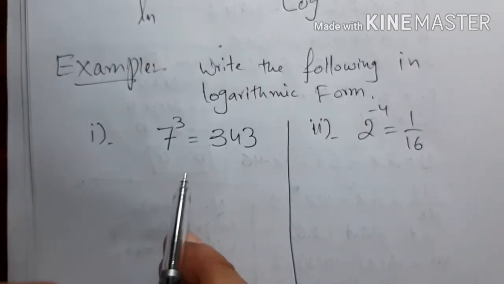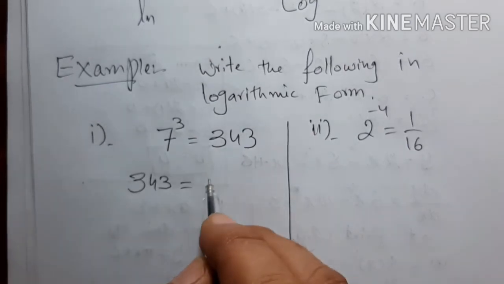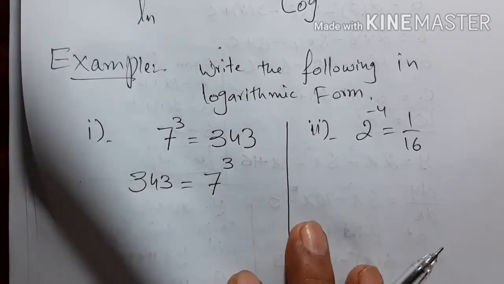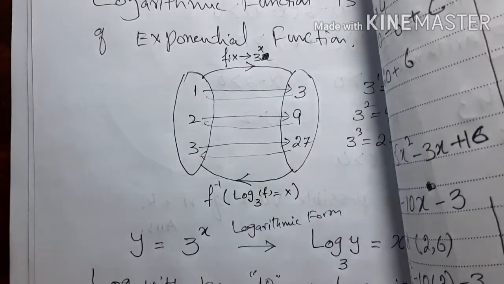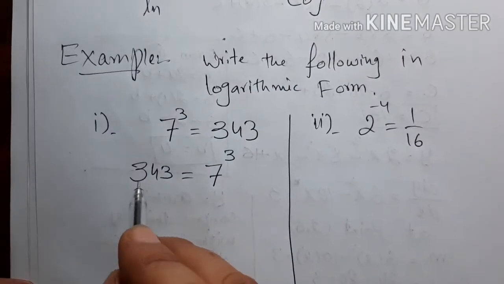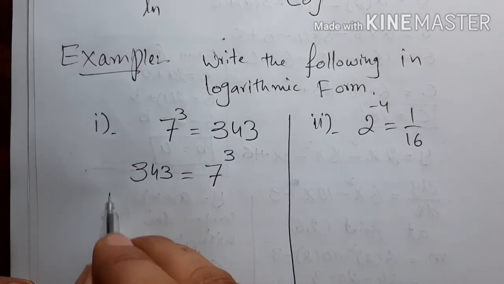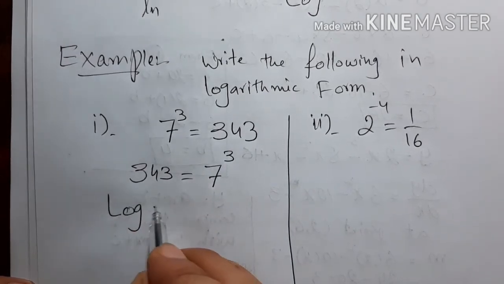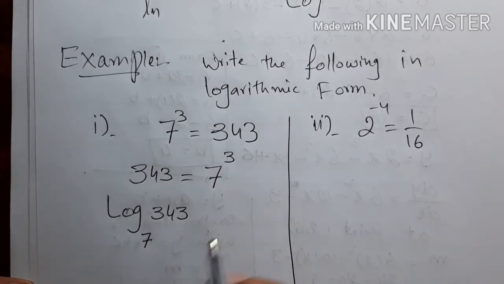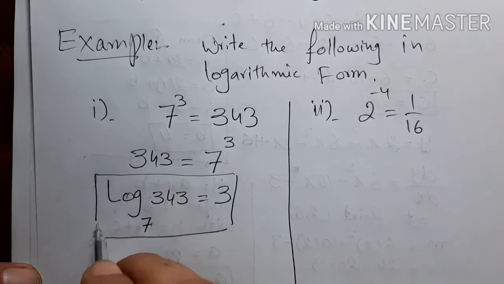So you can write the single term on the left side, because you have already learned y is equal to a to the power x when you were learning exponential to logarithmic form. So your single term should be on the left side. I'm going to write it in logarithmic form. I'll put log of the single term, 343. 7 is the base, so 7 will be the base of the log, and this 3 will come here. This is the logarithmic form. Very simple.